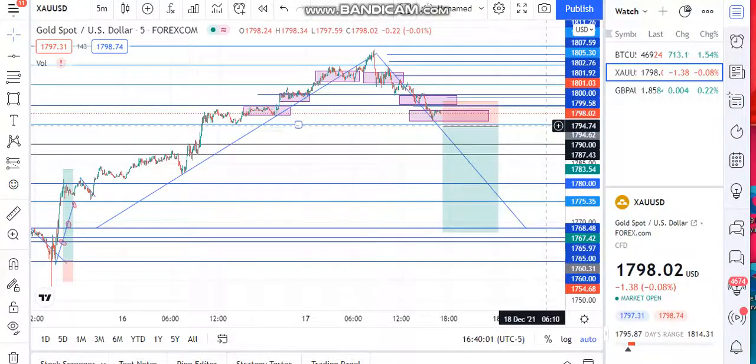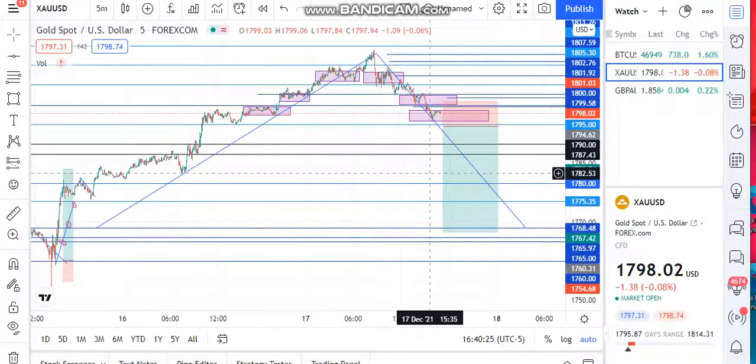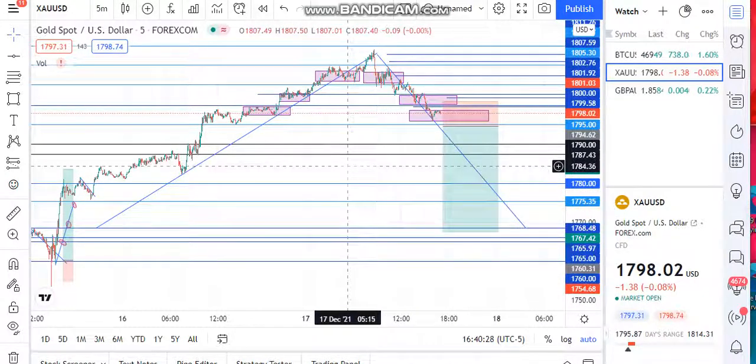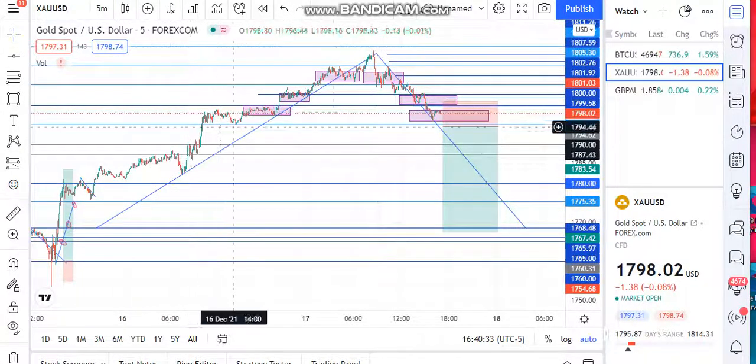Boom, on a 5 minute, 1795. Boom, it should go to 1790, then 1785. I don't have it drawn up here, or do I? I have it close to it, 1787. But 1780, 1785, boom, 1780, 1775. So it should go to those areas, so look out for that. These are zones that price is going to go to, like this next zone right here.